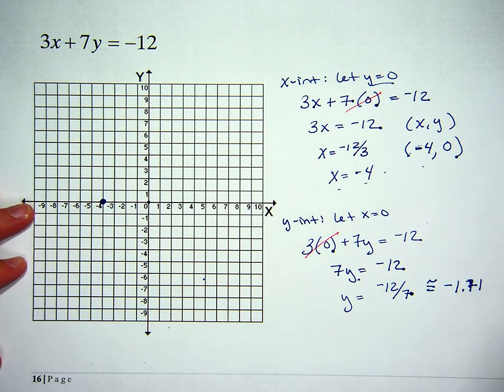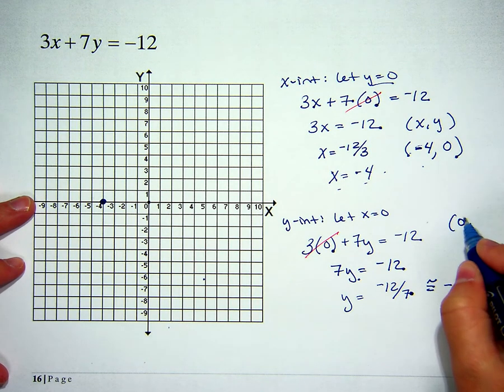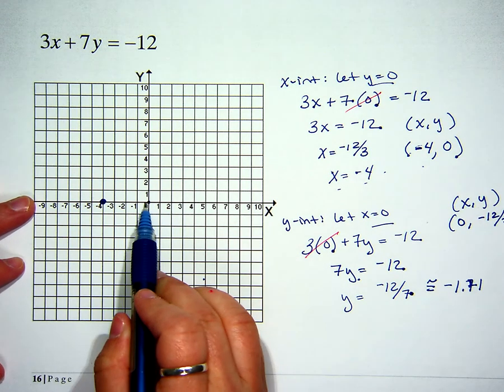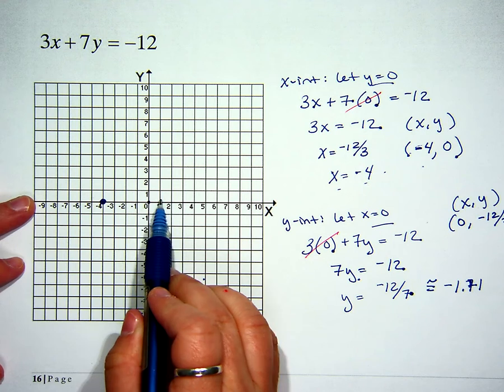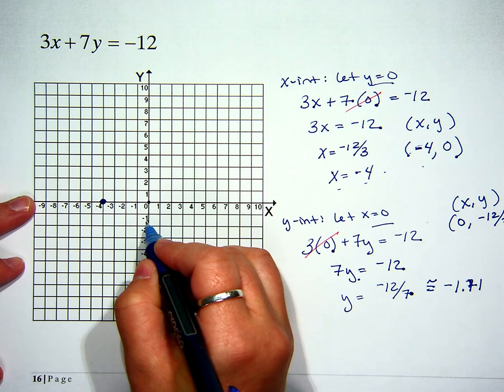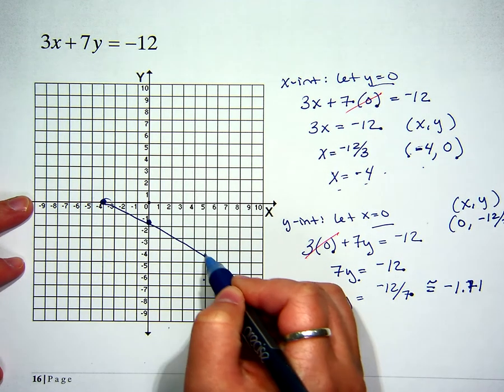Negative 1.71. So, again, ordered pair x, y. I let the x be 0. I got the y to be negative 12 sevenths. So I'm going to start at the origin. Don't go any direction in the x, but go down 1.71. So just eyeball it. 2 points make a straight line. Connect your dots.